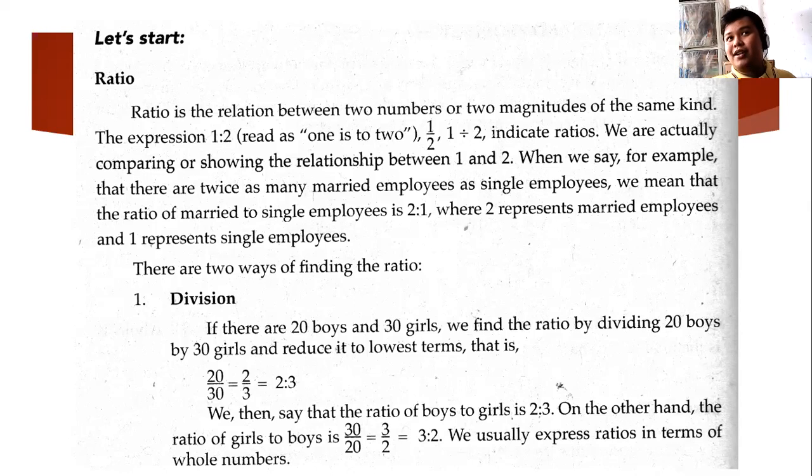For example, sa 3 tao, 2 tao dyan ay married, isang tao dyan ay single. So na, division. Isang example, if there are 20 boys and 30 girls, we find the ratio by dividing 20 by 30 and reduce it to lowest terms. So 20 and 30, the lowest term is 2 over 3, or 2 to 3. So when we say the ratio of boys to girls is 2 to 3, on the other hand, the ratio of girls to boys is 30 to 20 or 3 to 2. Usually we express ratios in terms of whole numbers.